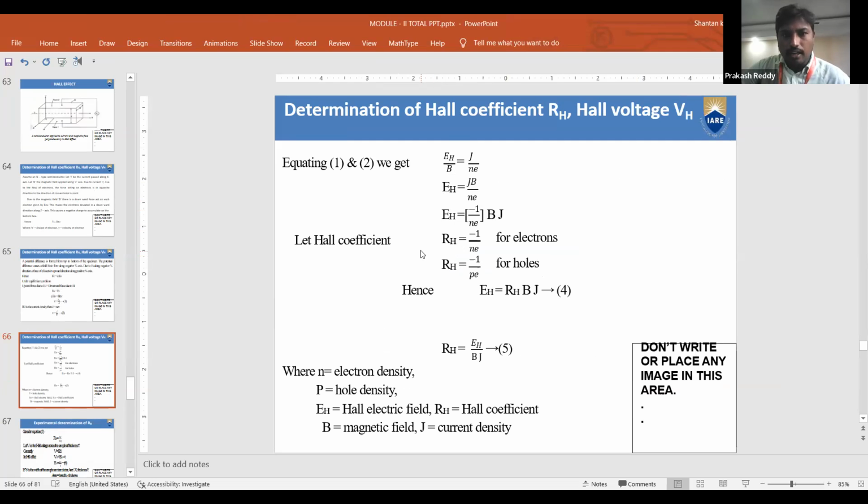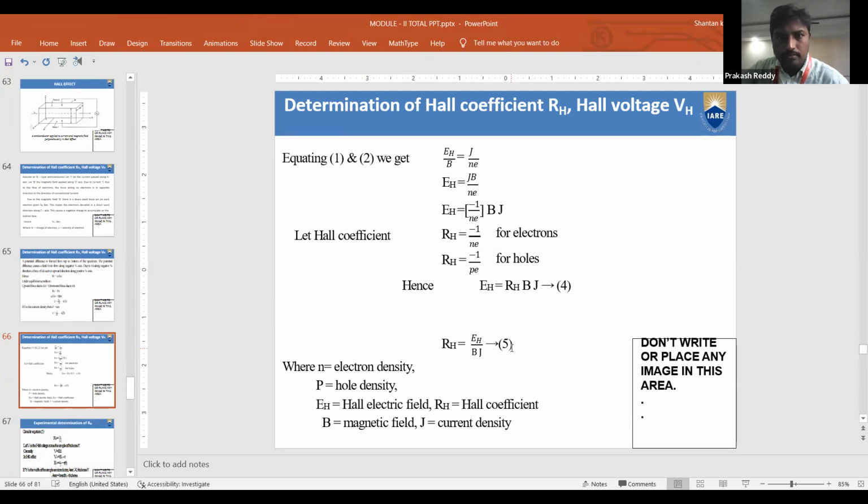I define the Hall coefficient from that equation by taking 1 by n into e equals RH. Here RH equals 1 by n into e for electrons, and RH equals 1 by p into e for holes, where p is the hole concentration. So EH equals RH into BJ. This is the relation between the electric field and the Hall coefficient RH. So RH equals EH by BJ.